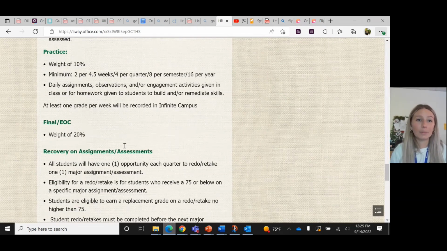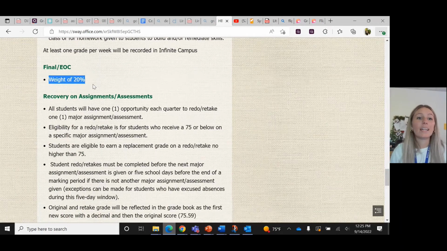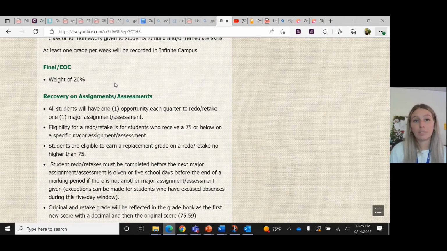Now, the big difference with high school is our kids take an EOC, so an end of course test. This test is a standardized test that is 20% of the kids' overall grade. So at the end of the year, around April, May, they take this test and their grade does go in the grade book for 20% of their overall grade.